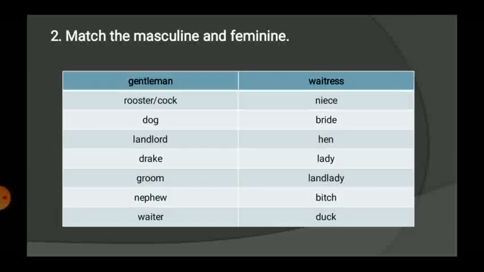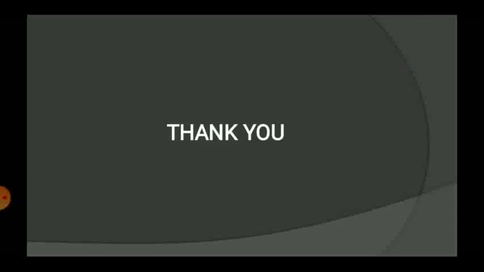Now in the next exercise, match the masculine and feminine. There are two columns, and in one column there are masculine nouns and in the other feminine. You just have to match them. Like gentleman, it will be lady. Rooster or cock, hen. Dog, bitch. Similarly, you have to find the feminine of landlord, drake, groom, nephew and waiter and complete the exercise in your English grammar notebooks. Thank you.